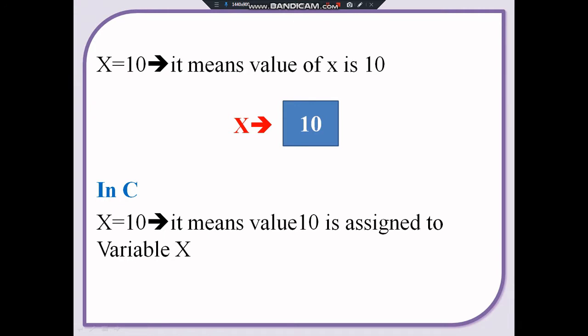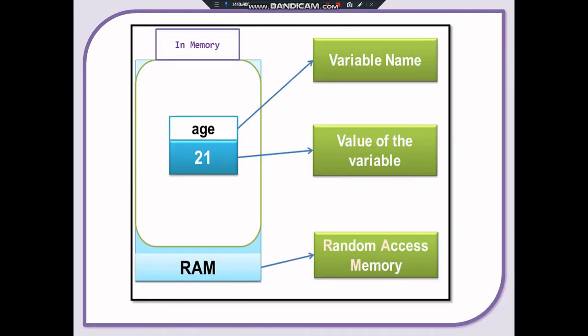Clear? So in case of C, this square is nothing but the memory location, which stores the data, which stores the value 10, and x is the name given to this memory location. Okay, and this name is nothing but a variable. Clear? Now let me take one more example.